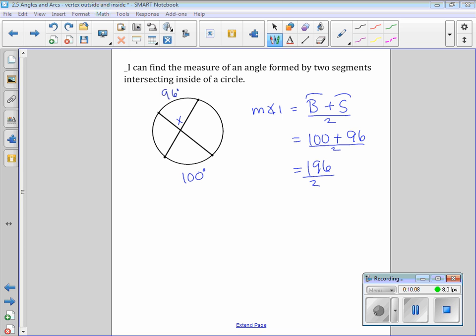Okay, so go ahead and keep on watching my information. And I initially forgot to put in my divide by 2. I can multiply by 1/2, it doesn't matter, and there I have it. So the angle x is going to equal 198 degrees.